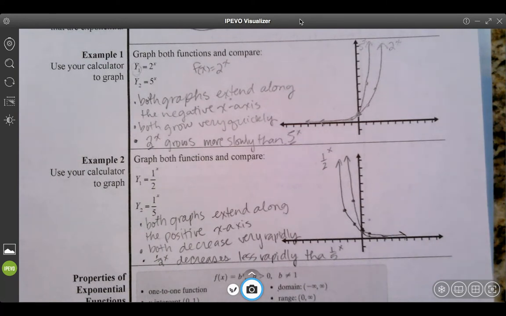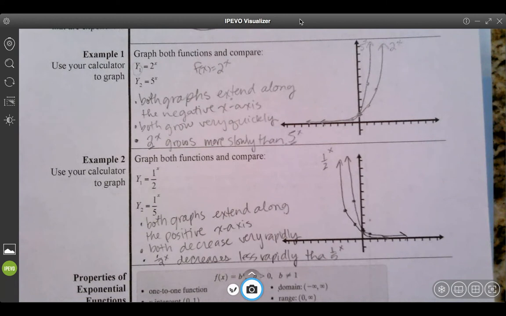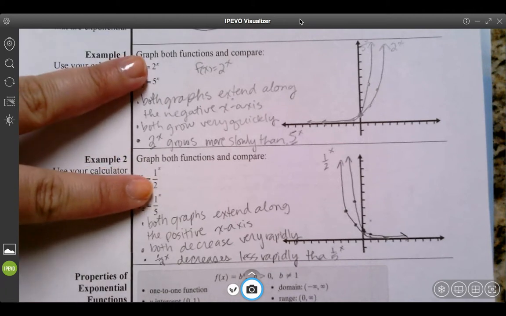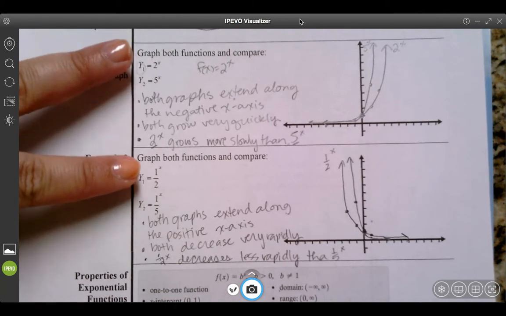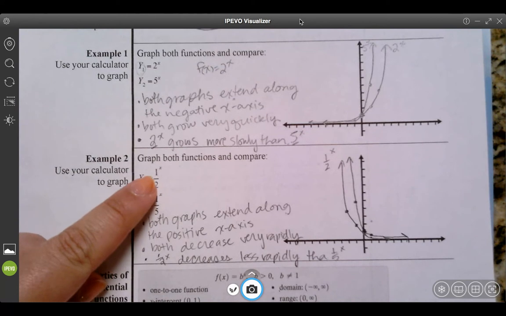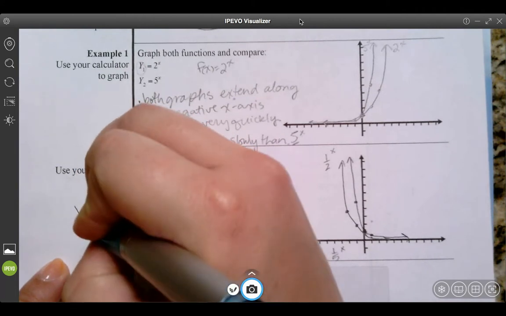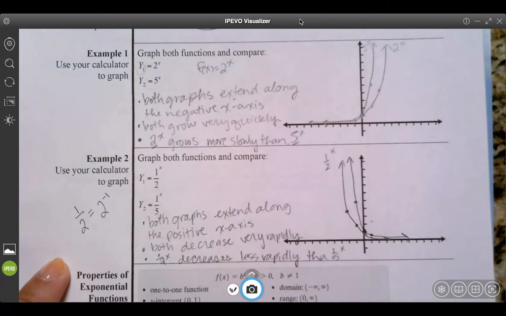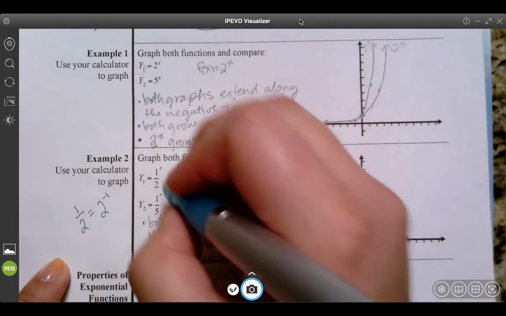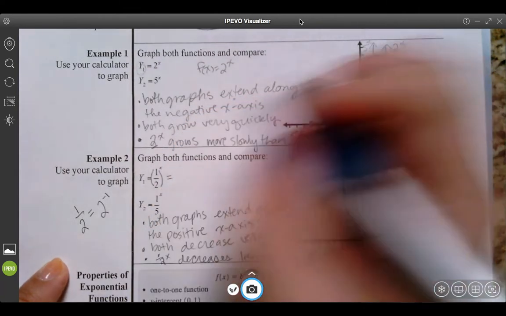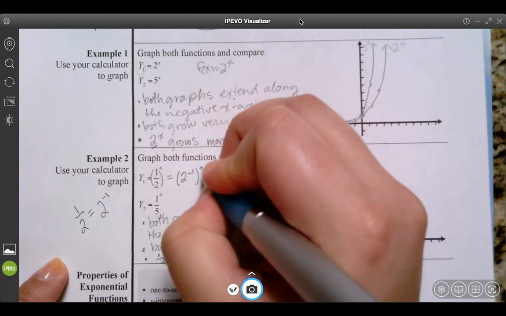Okay, now why would these two graphs be opposites? Let's look at where they come from, right? 2 to the x and 1/2 to the x. Well, 2 and 1/2 have a very special relationship. They're reciprocals, which means that I can rewrite 1/2 in terms of a base 2. So remember, if I wanted to write 1/2, I can rewrite it as 2 to the -1. And therefore, I can rewrite this function. I can replace the 1/2 with 2 to the -1 raised to the x.